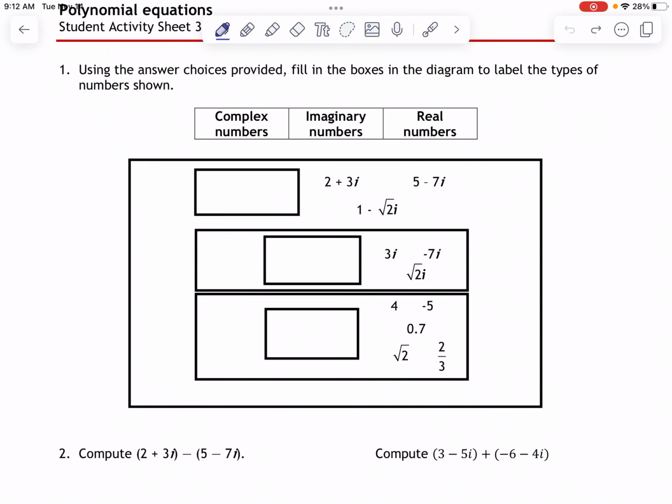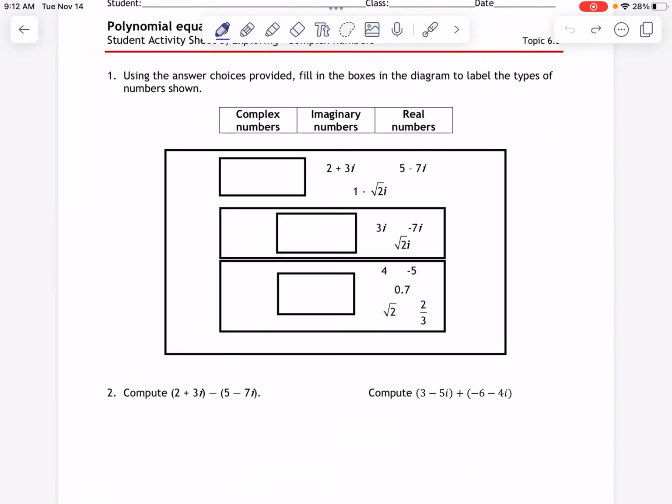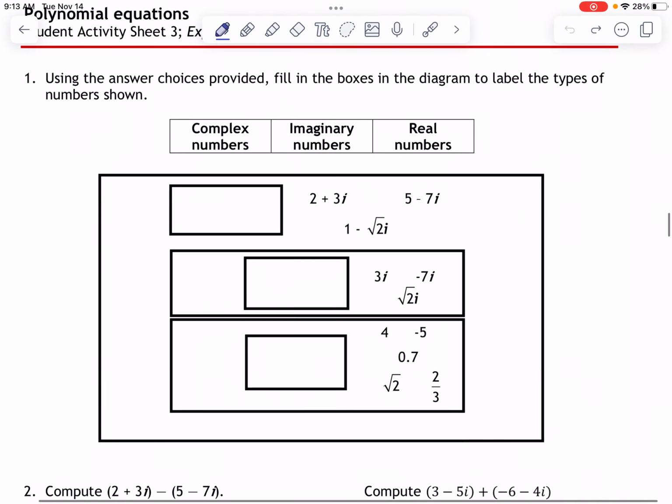Hello, Algebra 2 people. I'm going to take you through student activity sheet number 3. We're starting on page 19, so go ahead and turn to that page. We're going to start out by classifying numbers.